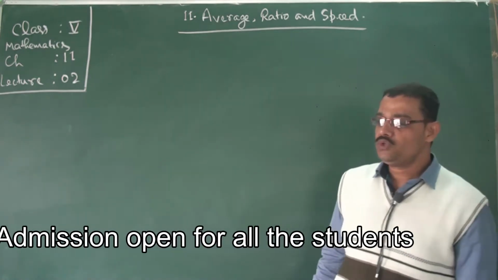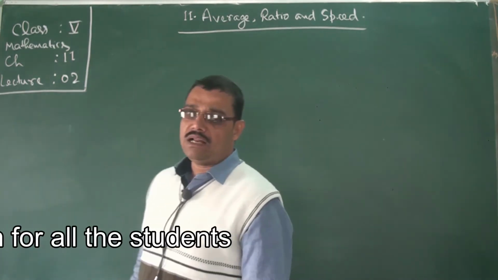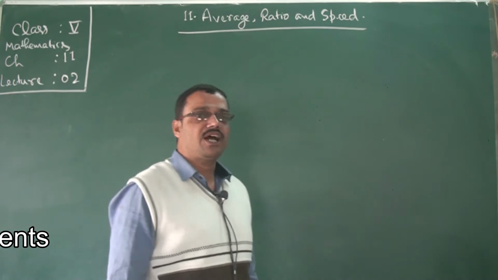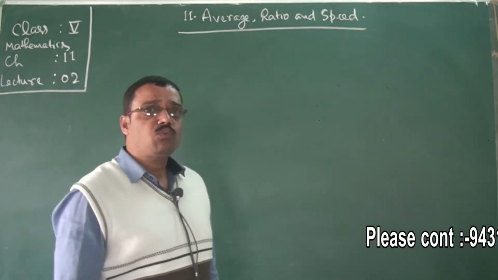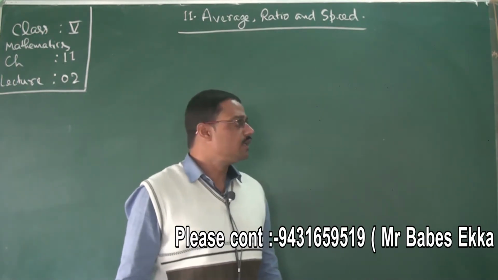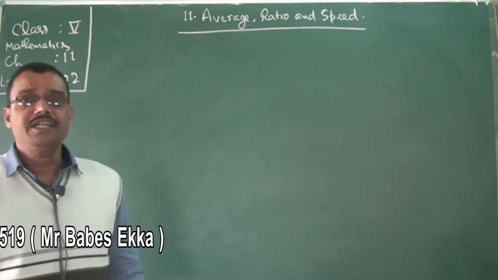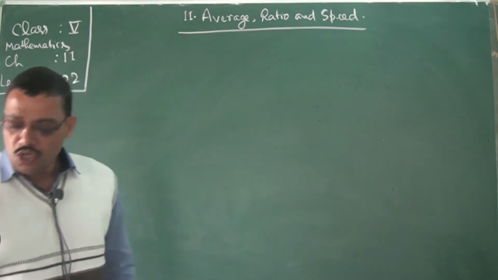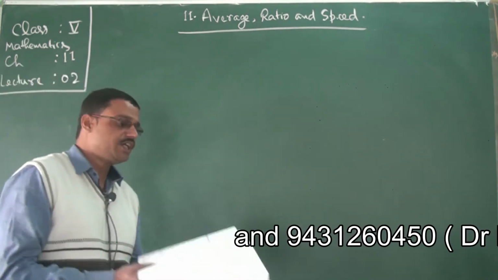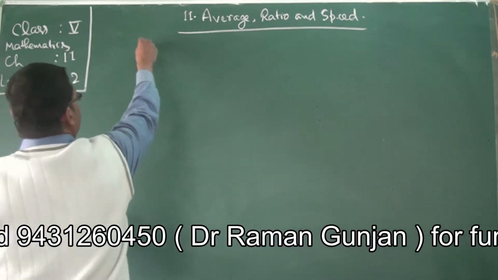Today I will explain chapter 11 of maths for standard 5, exercise 11.2. I will continue the chapter, that is average, ratio and speed. In exercise 11.2, look at the sums first. See the number one sum.